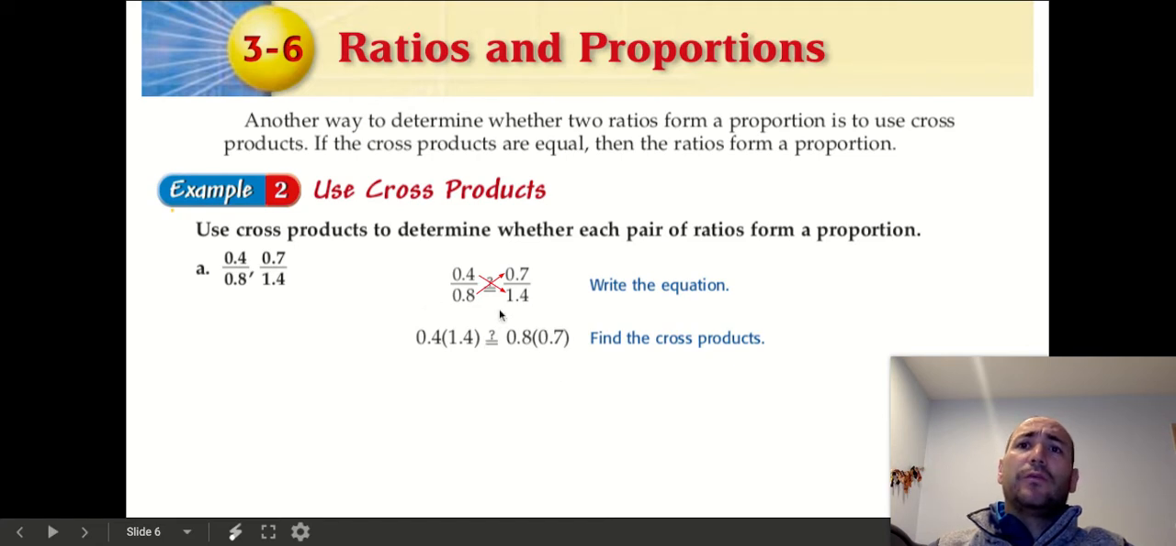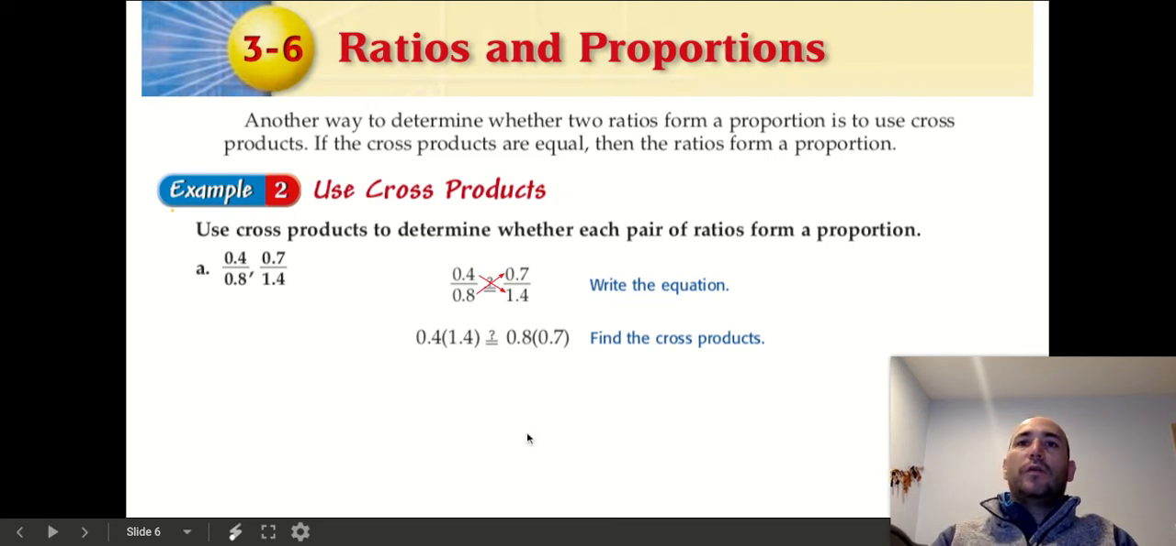And this is really similar to using the multiplication property of equality. Because if I multiplied this side by 0.8 and 0.8, these would cancel out, leaving just 0.8 on this side. And if I multiply 1.4 here, 1.4 here, these cancel, leaving 1.4 on this side. So this is the same idea as using the multiplication property of equality, where if you multiply both sides by the same thing, it still makes the equation equal.